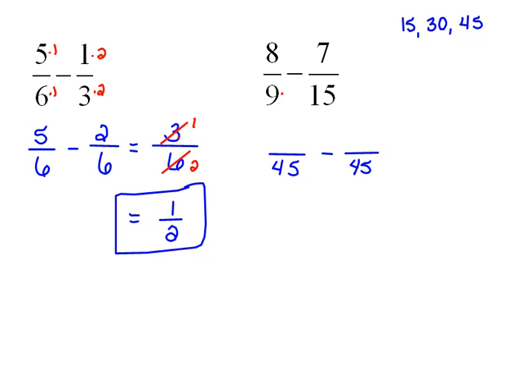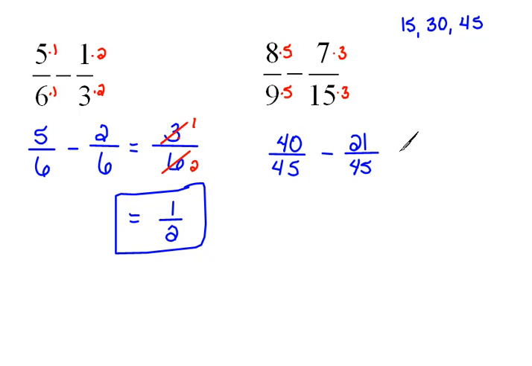Now 9 times 5 would give us 45. So we do the same thing to the top. 8 times 5 would be 40. We've created that equivalent fraction. For the second one, 15 times 3 would be 45. So doing the same thing to the top, 7 times 3 would be 21.